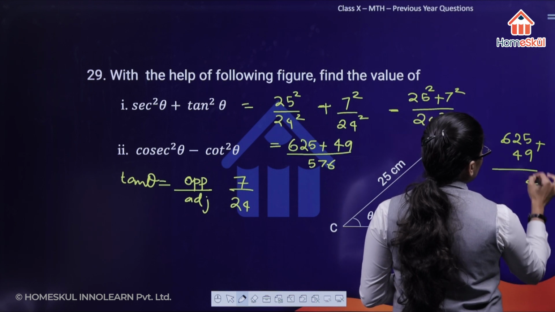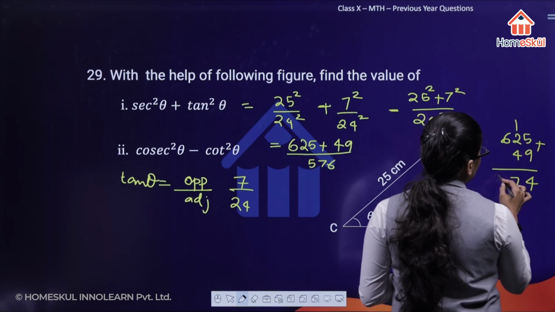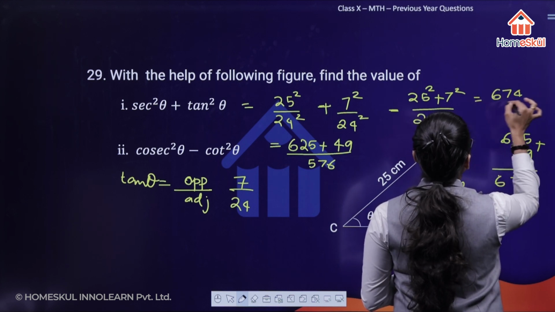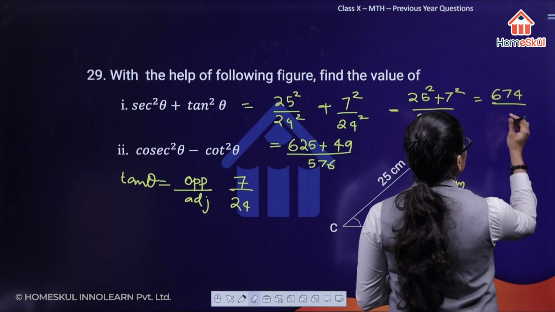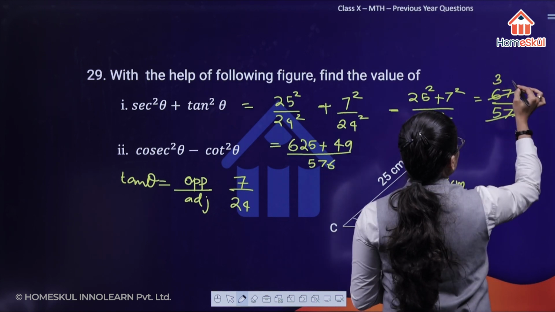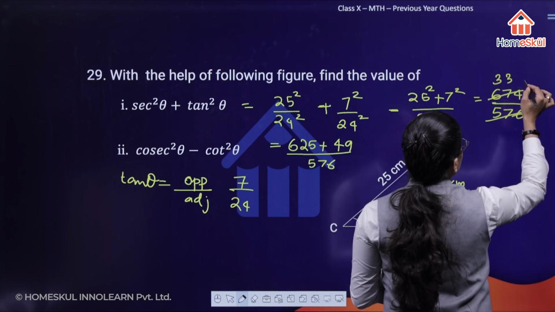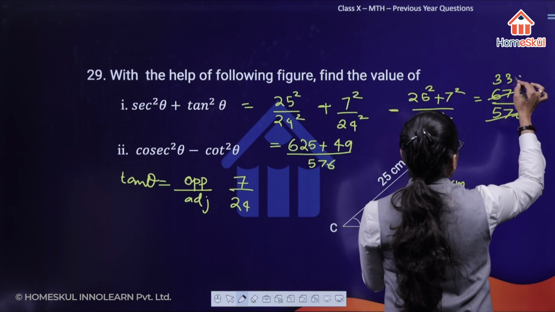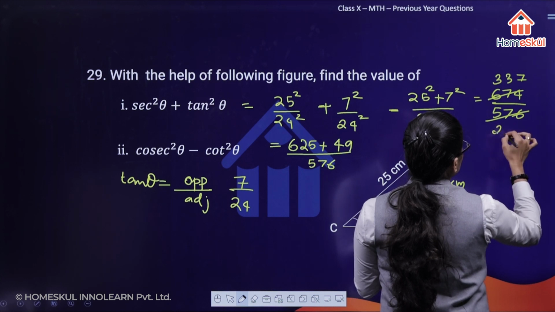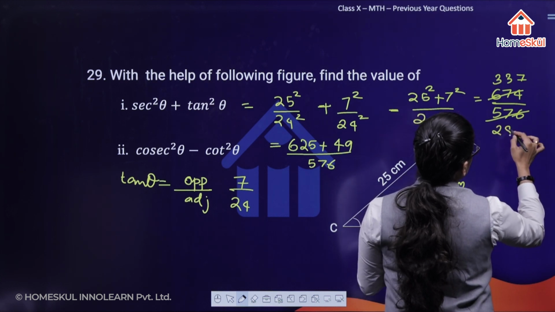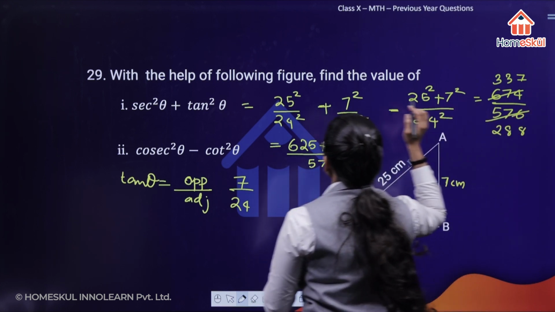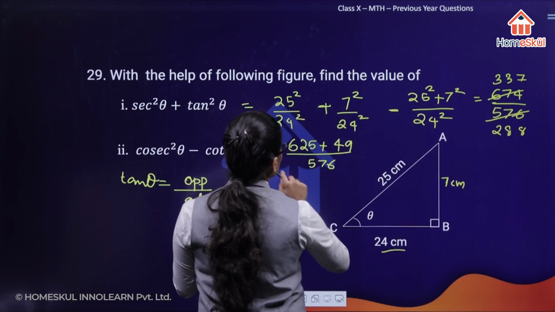It will be 674 by 576, isn't it? Both are multiples of 2. 674 divided by 2 is 337, and 576 divided by 2 is 288. Then again, 337 is not divisible further, so it is 337 by 288.